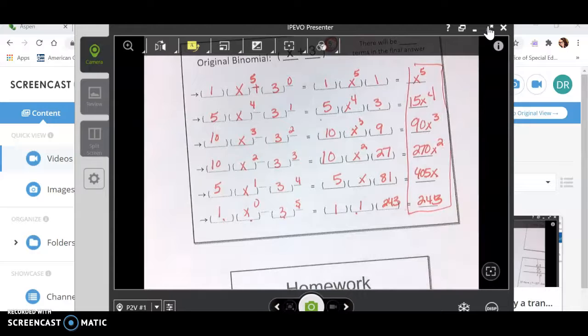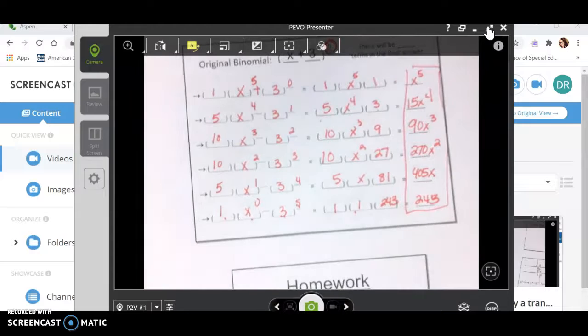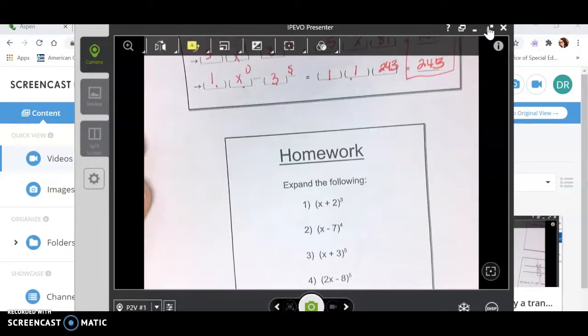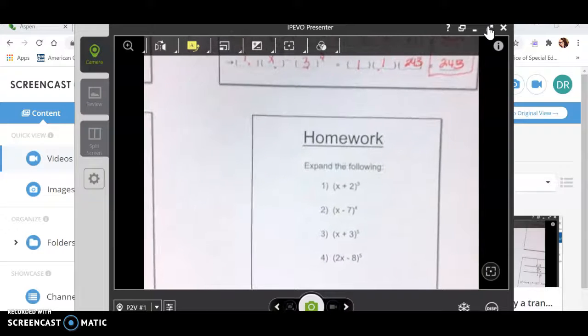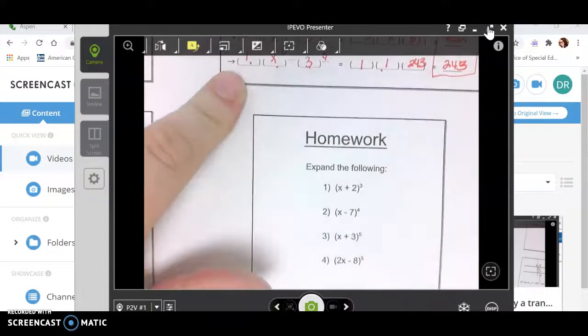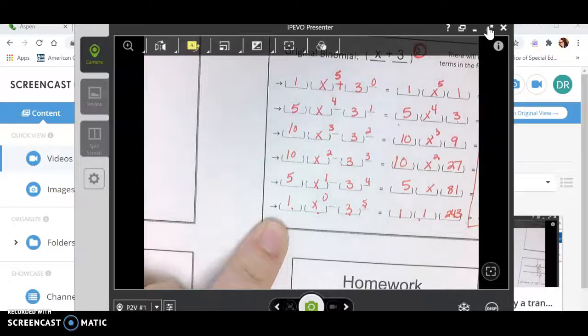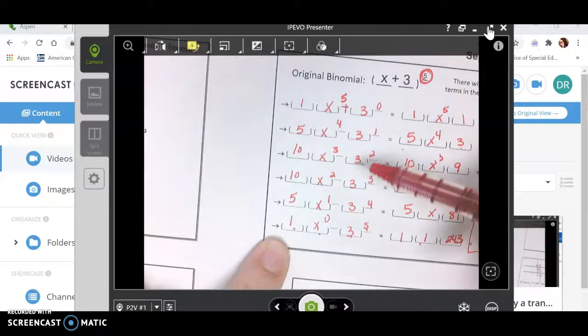And that's all the time I have left for today. Your homework is to do these 4 questions, and you're going to submit that, okay? When you're setting up your problems, you set them up just like we have here.